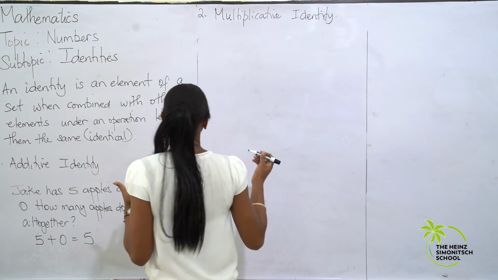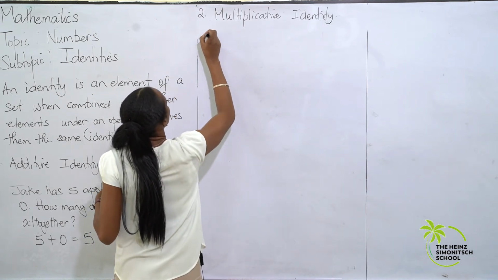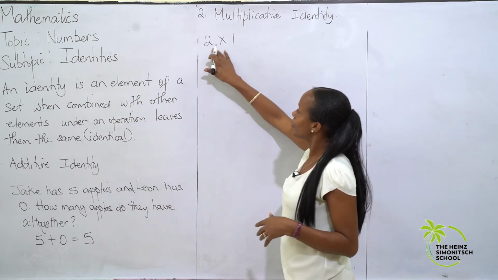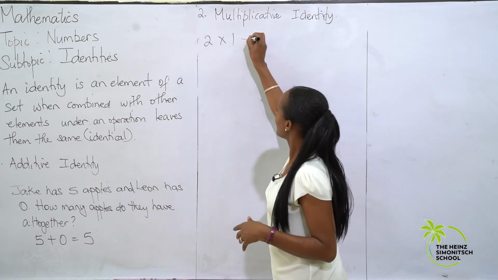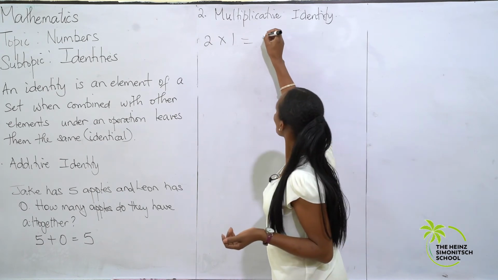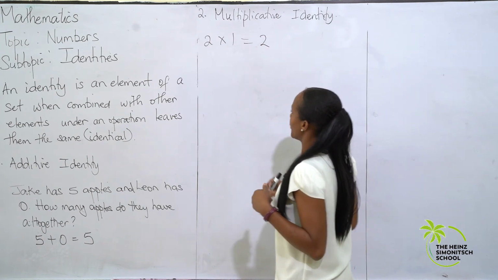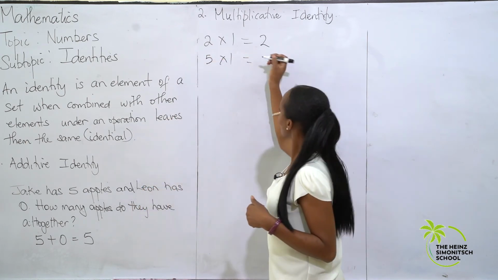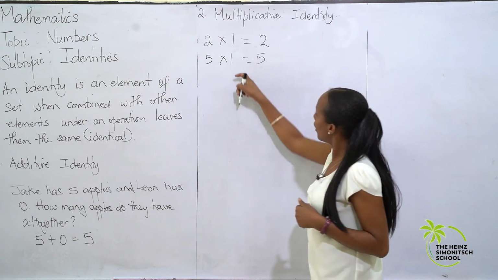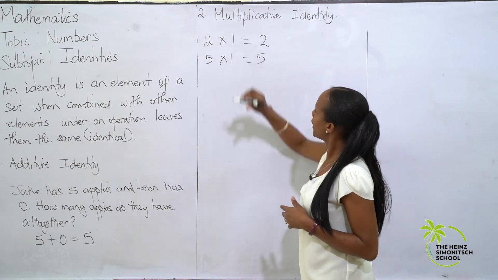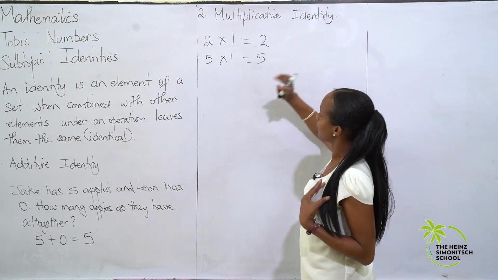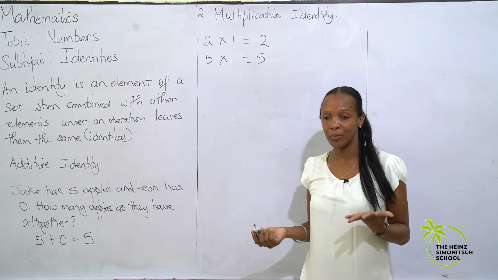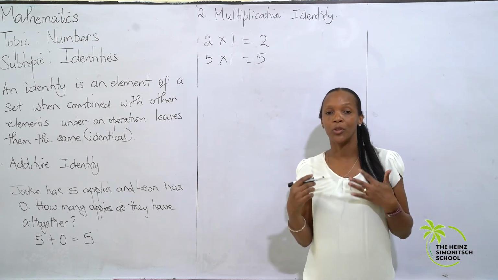So let's try it. If we multiply 2 by 1, do we still get back 2? Yes, we do. Let's try another number. So 1 we would say is a multiplicative identity, because when we multiply 1 by any number, we get back that same number.